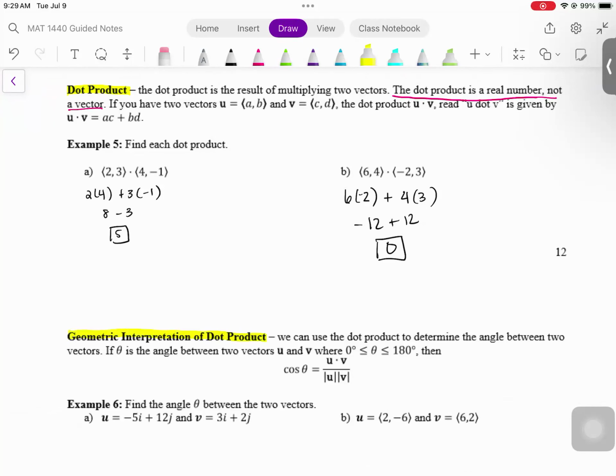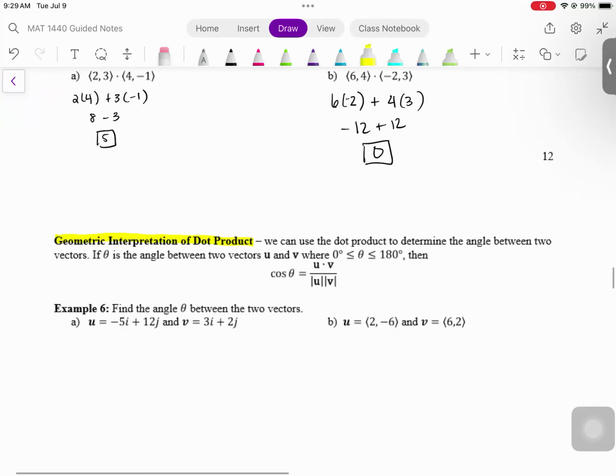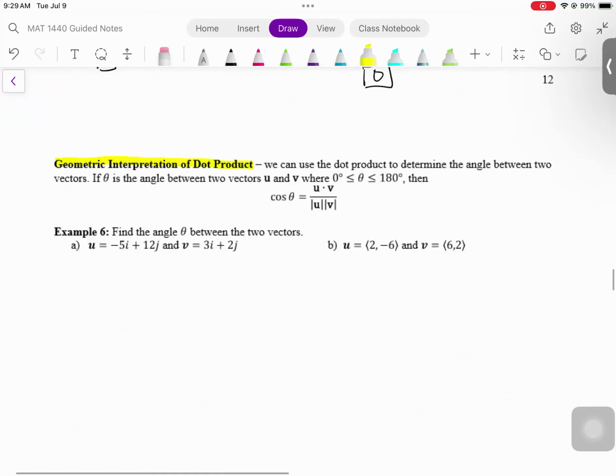Now, what exactly does that dot product mean? Well, we can use it to determine the angle between two vectors. So if theta is the angle between two vectors u and v, where theta is between 0 and 180 degrees, then cosine of theta is equal to the dot product between u and v divided by the product of the magnitudes of vector u and vector v.